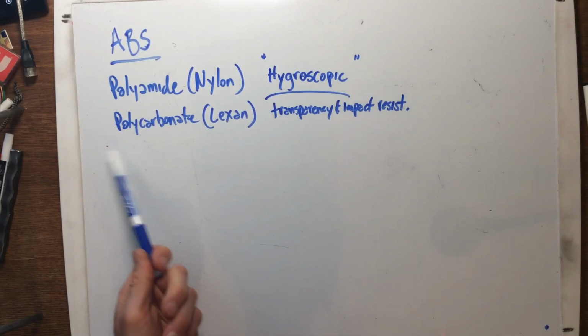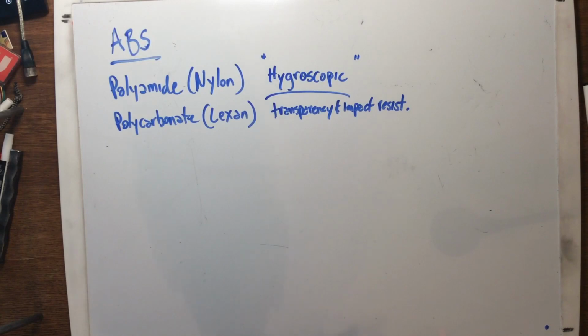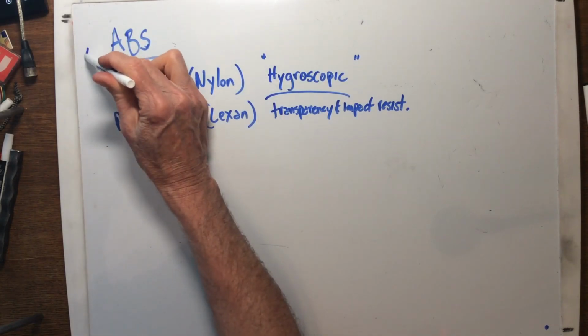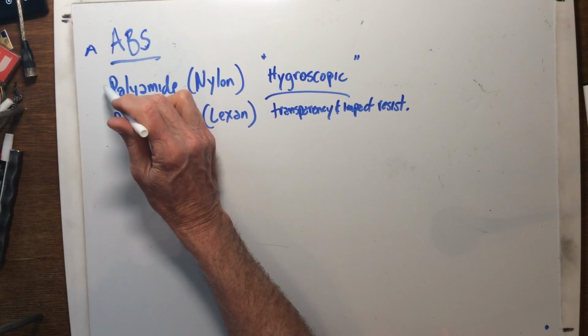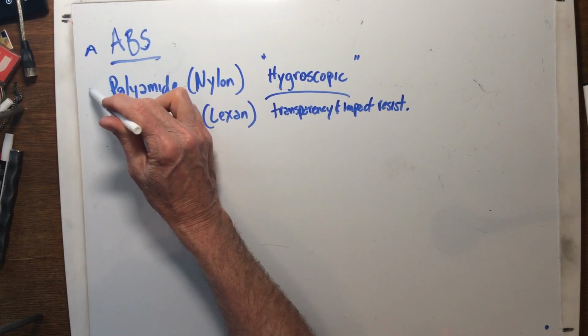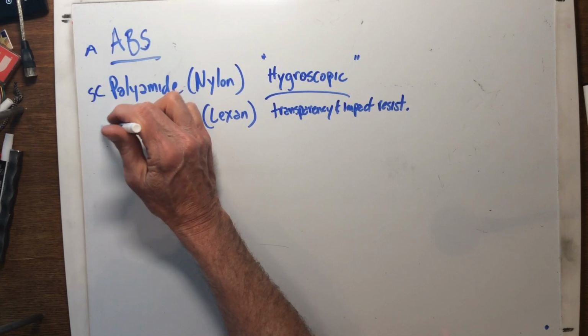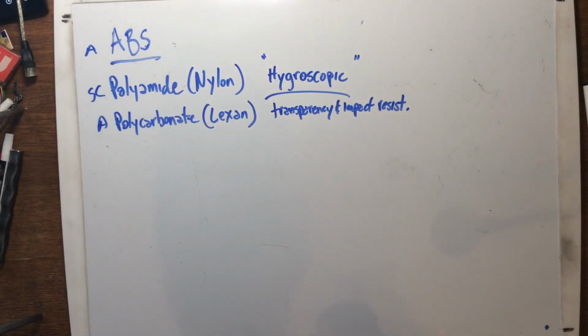Now, of course, I'll just put, this is an A, which is obviously the amorphous, and then this is going to be the semi-crystalline SC, and this is going to be amorphous. So, at any rate, the next one, I'm not going to really talk about polyesters that much, but the next big one, of course, is the polyethylenes.